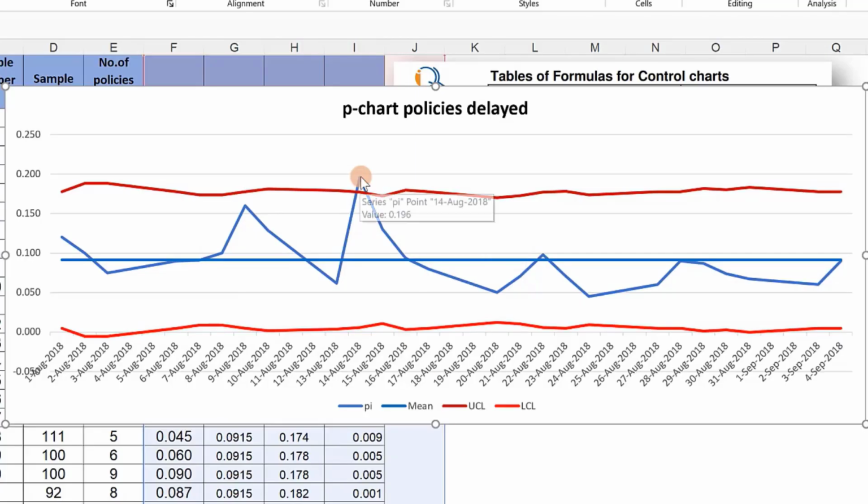Now observe that on 14th August, the proportion of policies delayed was more. Now this requires an investigation as to whether we had put some trainee technicians or processors or something else was there. We must investigate the reason for this, or maybe absenteeism was there more. So we have to investigate the cause of these delayed policies on this particular day. This is beyond the control limit, so it is an assignable or special cause.